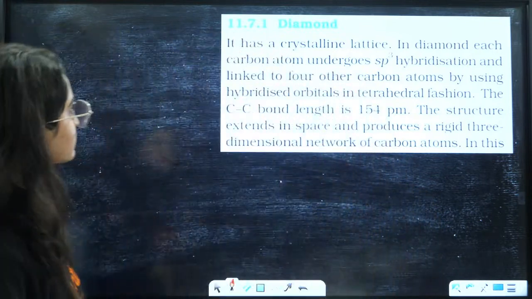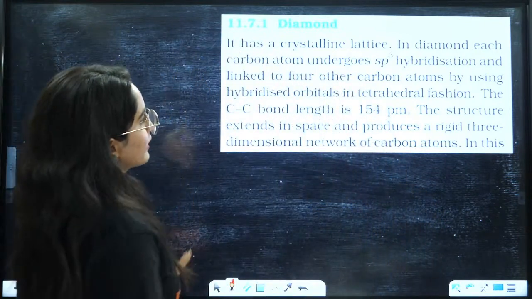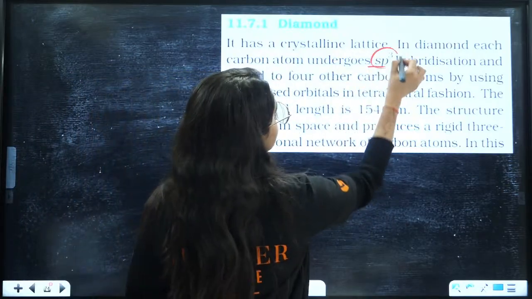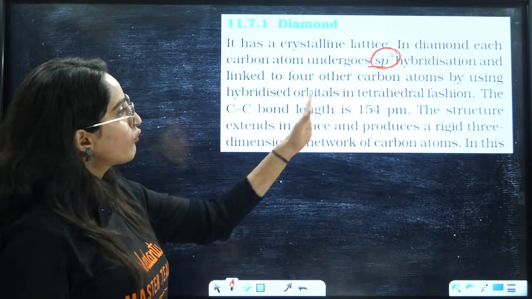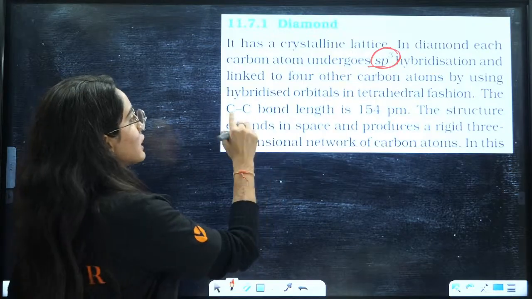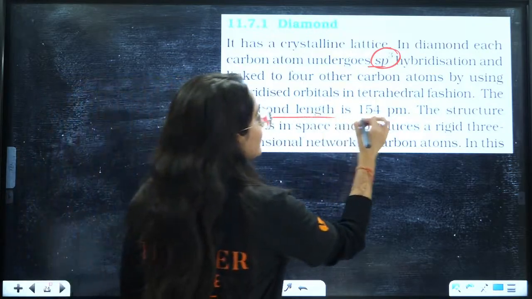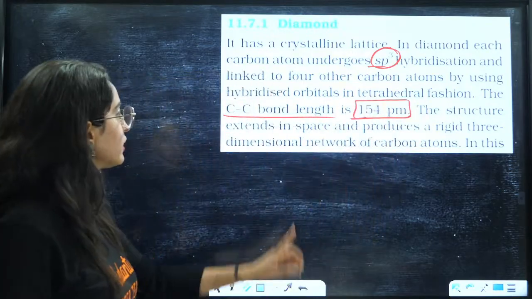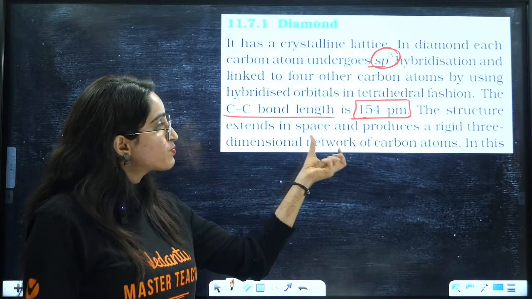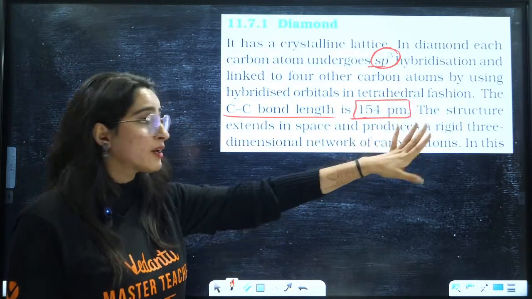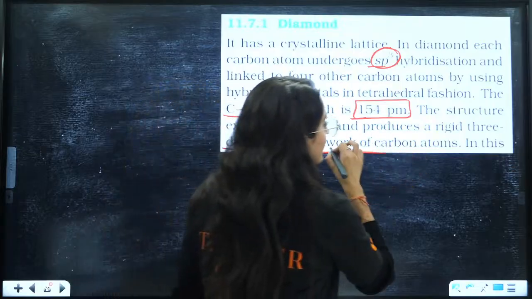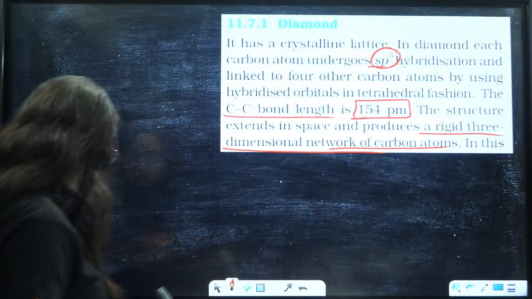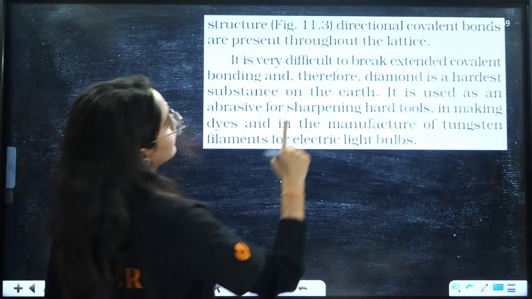Okay. Now diamond has a crystalline lattice. Each carbon is sp3 hybridized and linked to 4 other carbons. This also we have done. The carbon-carbon bond length is 154 picometer. The structure extends in space and produces a rigid 3-dimensional network-like structure. That is why this is the hardest material.